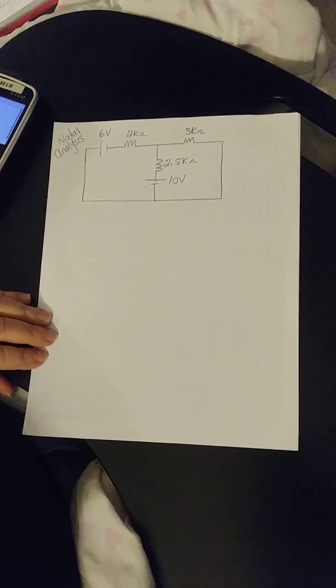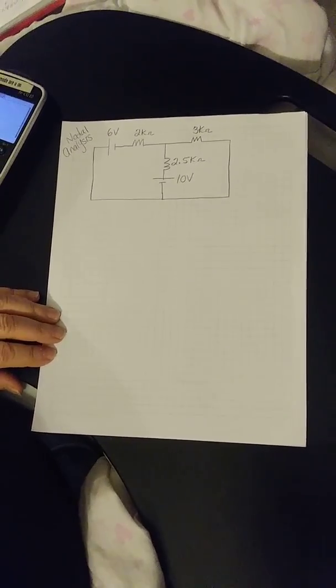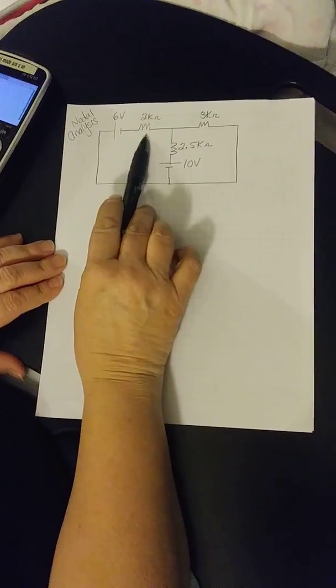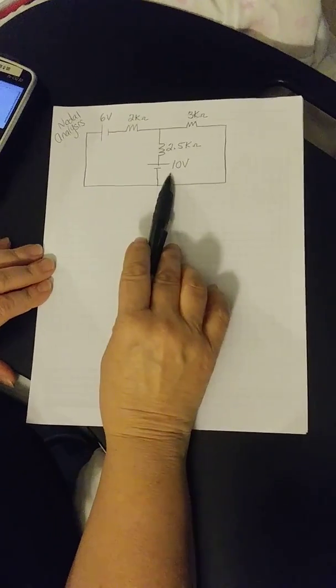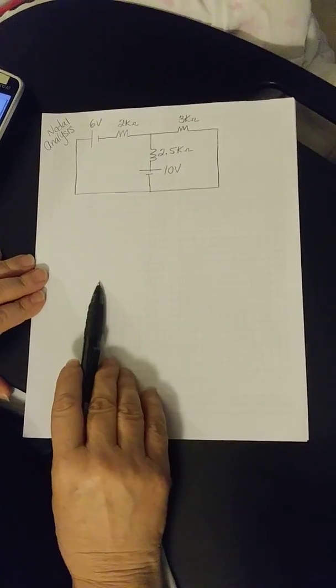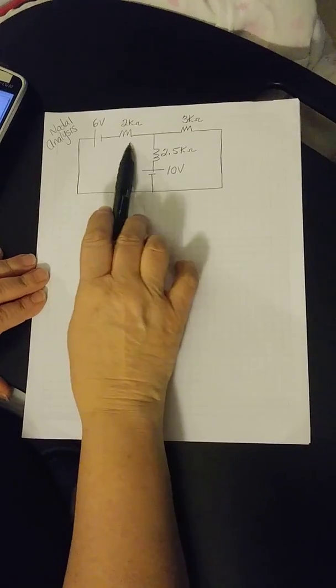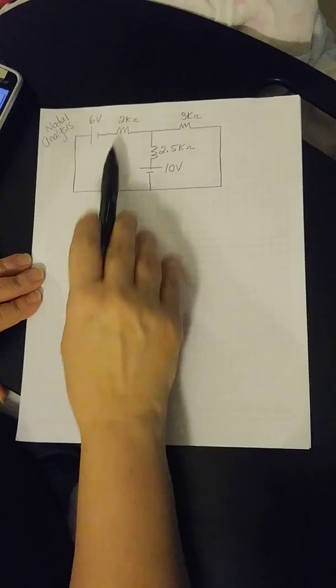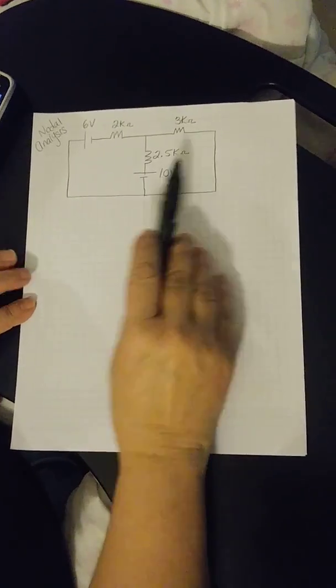Because we're doing nodal analysis, we're solving for voltage. We want current sources in the circuit. So what we're going to do is a source conversion with the 6 volts and the 2K, and the 10 volts and the 2.5K. Remember that voltage in series is the same as current in parallel. So that's what we're going to do. We're going to do a source conversion here and here.